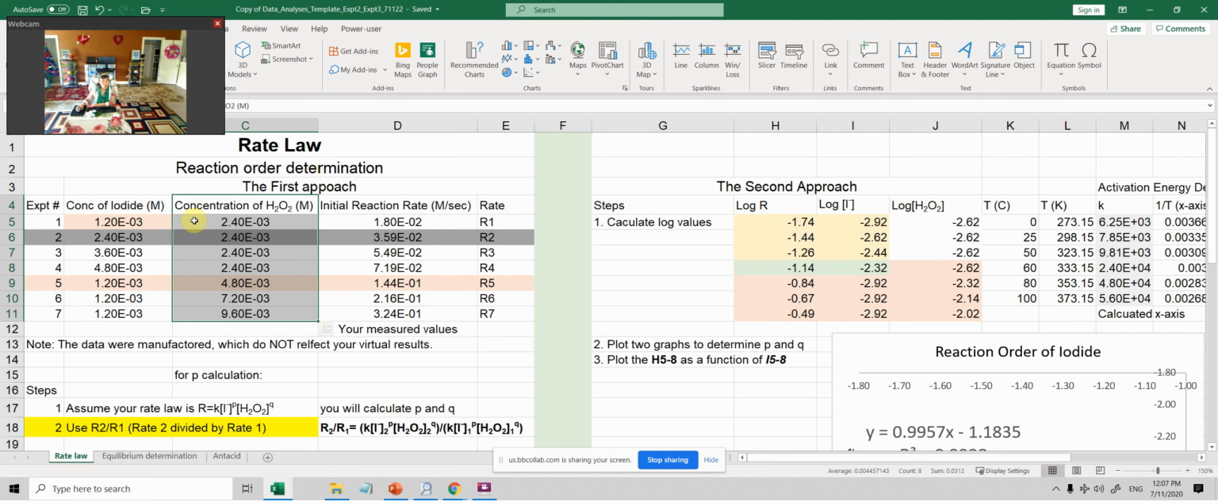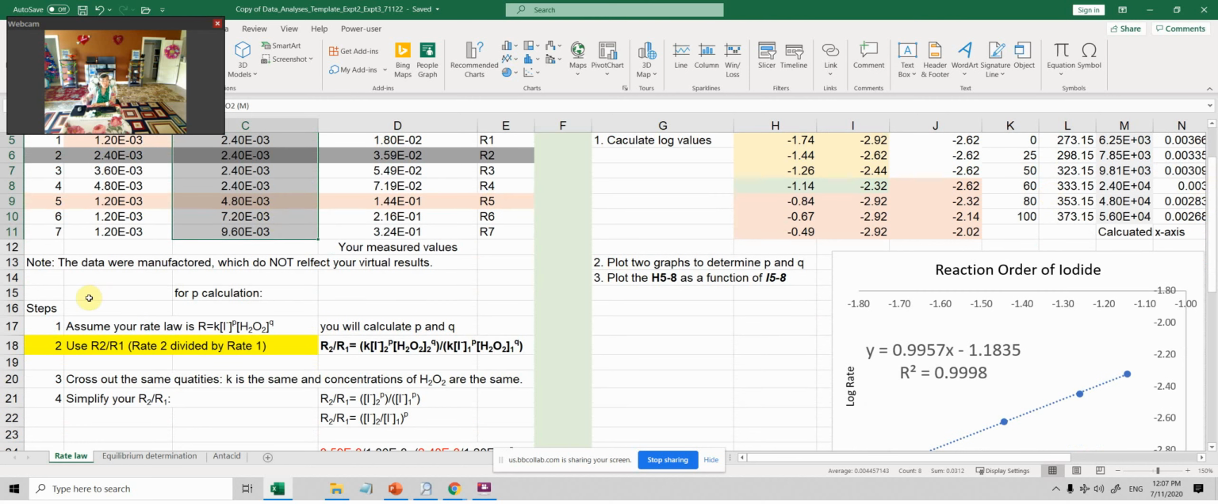So you react these two, and then you are going to determine something we call the initial reaction rate in moles per liter per second, in molarity per second. I call them rate 1 to 3 all the way to 7. For your reaction order, you are going to assume the rate equals K times the iodide concentration to the power P, times the concentration of hydrogen peroxide to the power Q. You want to determine P and Q, and then you are going to calculate your K.